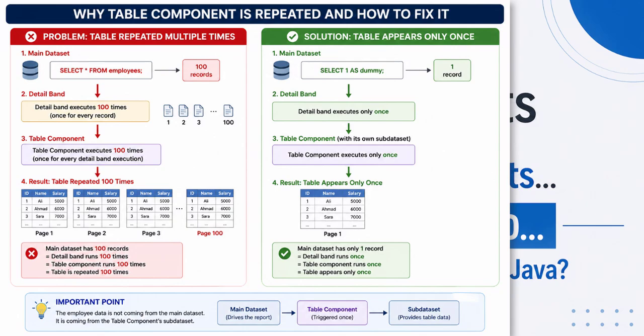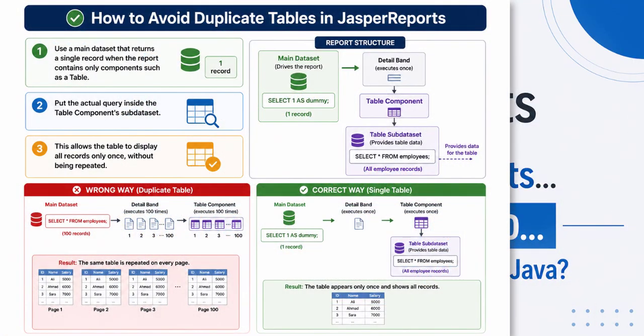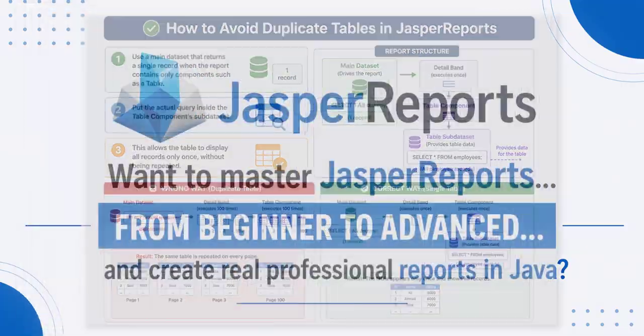The important point is that the employee data is not coming from the main dataset. It is coming from the table sub dataset. The main dataset simply provides the execution flow for the report, while the sub dataset provides the data displayed inside the table. So, to avoid duplicate tables, use a main dataset that returns a single record when the report contains only components such as a table. Put the actual query inside the table component's sub dataset. This allows the table to display all the records only once without being repeated.